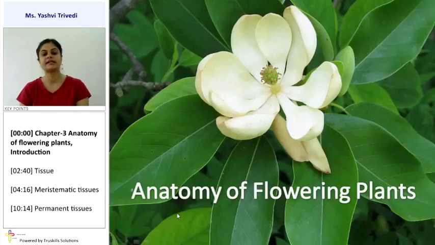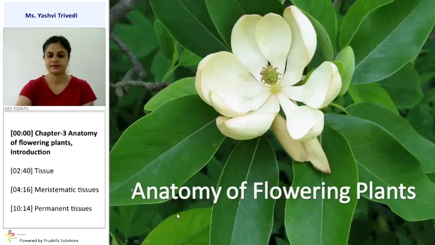Now we are going to study the internal parts of the plant, which mainly includes tissues, because tissues are the ones which are mainly responsible for undergoing various activities of the plant. So what are the different types of tissues and the cells present in the plant is what we are going to study in this chapter. So let us see about it.